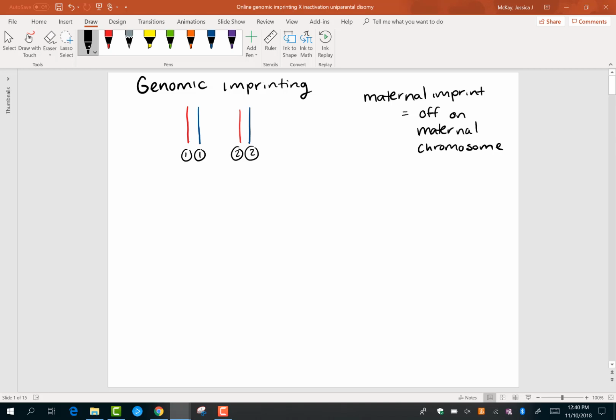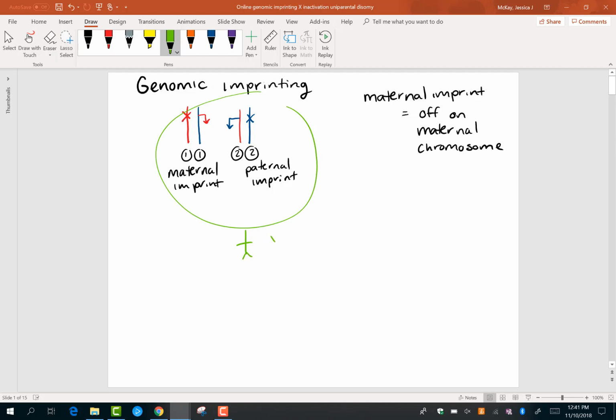All right, so we'll say this one has a maternal imprint, and chromosome 2, we'll say, is paternally imprinted. And so the way I represent that is off in mom, on in dad, and for the paternal imprint, off in dad, on in mom. All right, so this is happening in you.